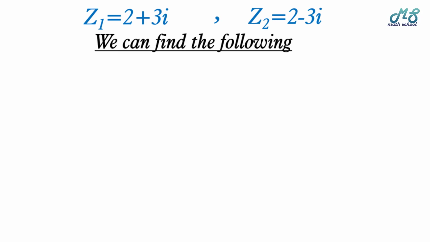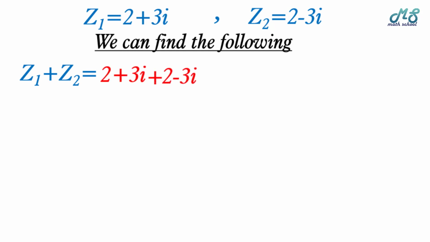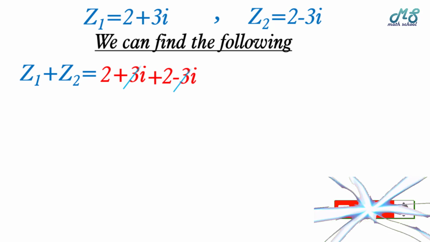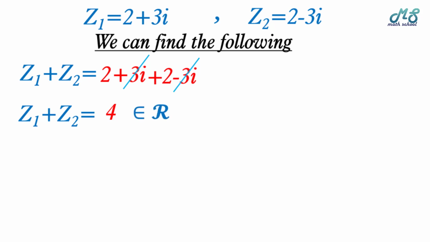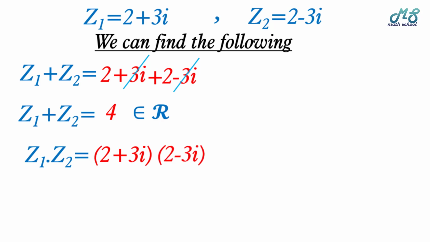We can find the following: the sum, 2 plus 3i plus the second, 2 minus 3i. We can simplify: 3i with negative 3i cancelled. Now 2 plus 2 equals 4. Don't forget, guys, 4 is what? Yes, it is a real number. But the product will be 2 plus 3i times 2 minus 3i.